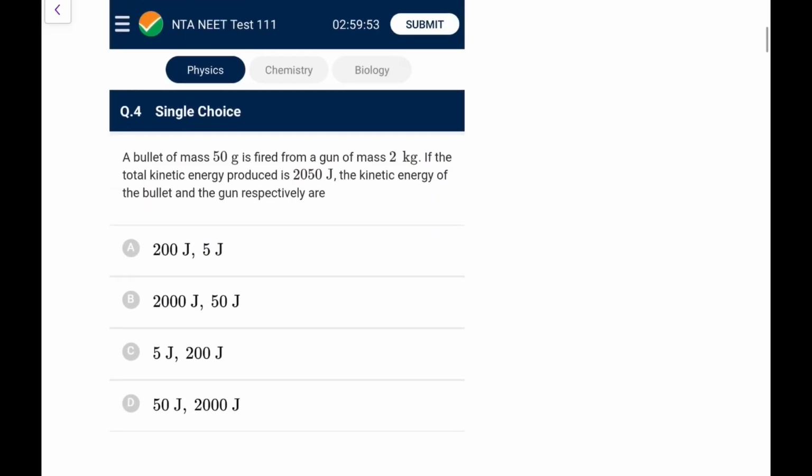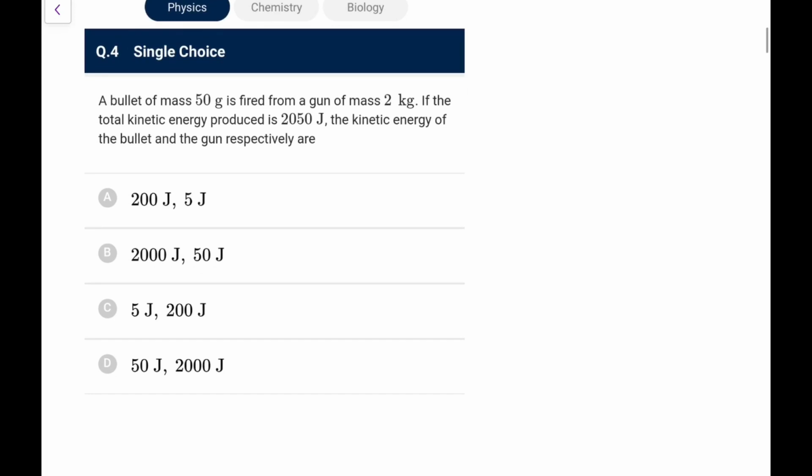Next one, a bullet of 50 gram fired from a gun of mass 2 kg. Total kinetic energy is 2050. The kinetic energy of the bullet and gun is, because it is fired, both will have equal momentum. So what I can say, K bullet to K gun, that ratio would be mass of gun to mass of bullet. That is, gun mass is 2000 grams, this is 50 grams. So it comes out as 40:1.